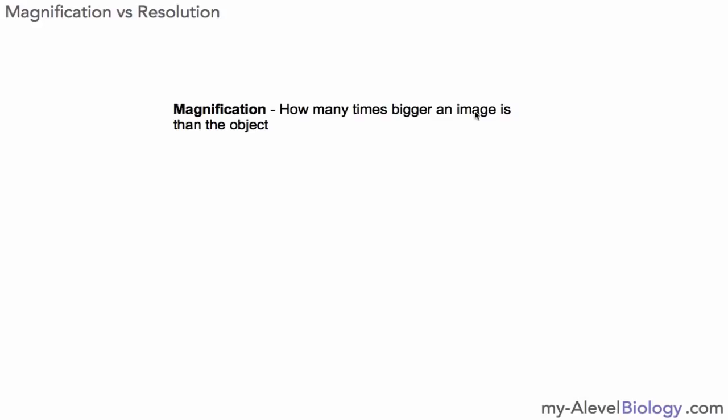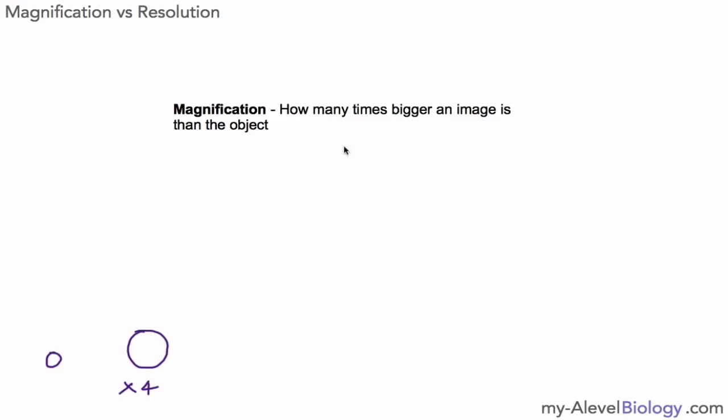The next thing to look at is this idea of magnification versus resolution. Magnification is usually quite straightforward to understand. It's just how many times bigger an image is than the actual object. So if I've got an object here in real life, and I manage to get an image that is that big, you can see that this is roughly 4 times bigger, so we would say the magnification here is times 4. It's been magnified to a size 4 times bigger than the actual object.